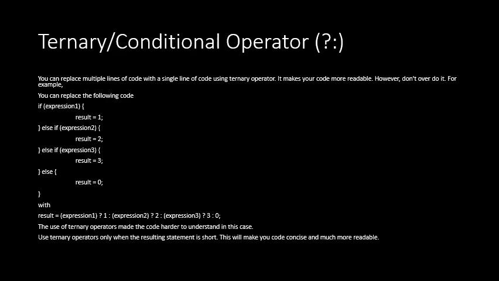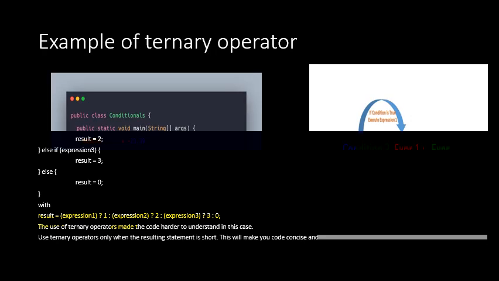Next is the ternary conditional operator. It is equal to the if-else statement, meaning it is a replacement for the if-else statement. Here we will use the syntax like this: result equals condition ? expression 1 : expression 2. Whatever the expression is that is true, it will print that expression. It means that if the condition holds, it will give 1, else it will give 2 or else 3. So here we have one example of this ternary operator.